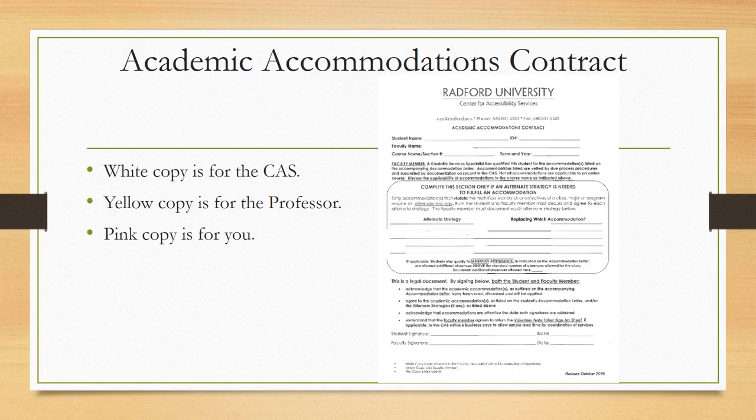After you and your professor have discussed and agreed upon your accommodations as written or alternate strategies, ensure that your professor checks the appropriate blanks and signs the contract. The white copy must be turned in to CAS within 5 business days of signature. The yellow copy is for your professor, and the pink copy belongs to you. It is critical to understand that your accommodations are not retroactive. They are valid once you and your professor have completed and signed a form and returned the white copy to CAS.